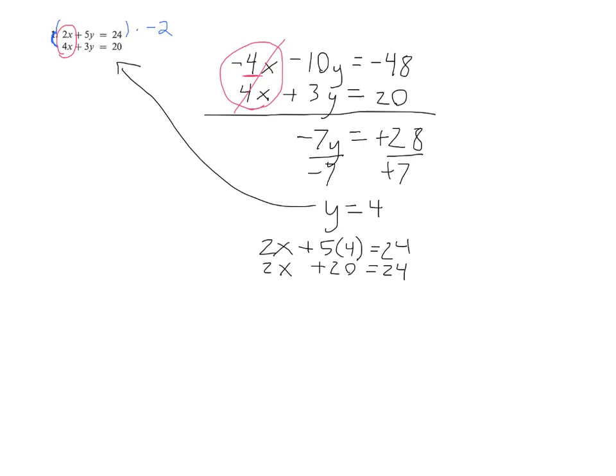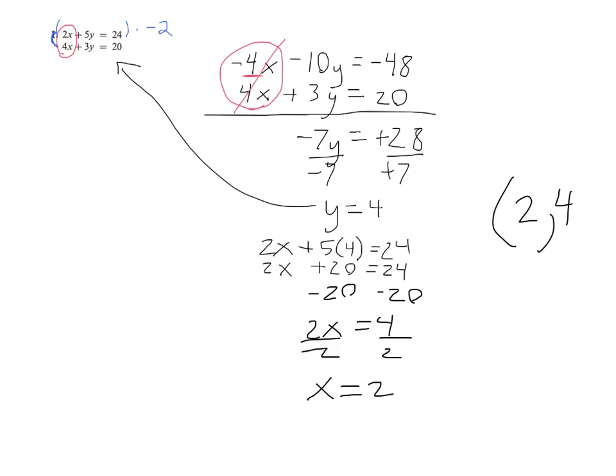Alright, so keep going, we get minus 20 minus 20. We get 2x equals 4. Divide by 2, and we get x equals 2. All right, so our answer is 2 comma 4.